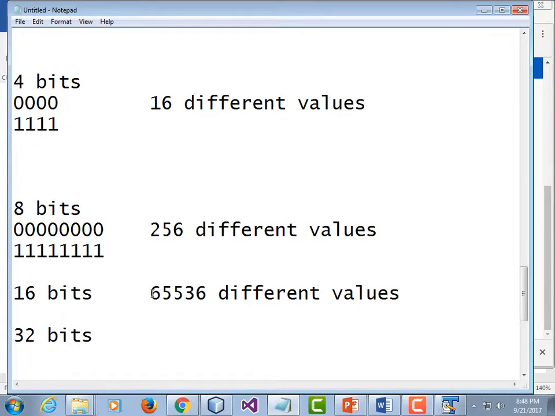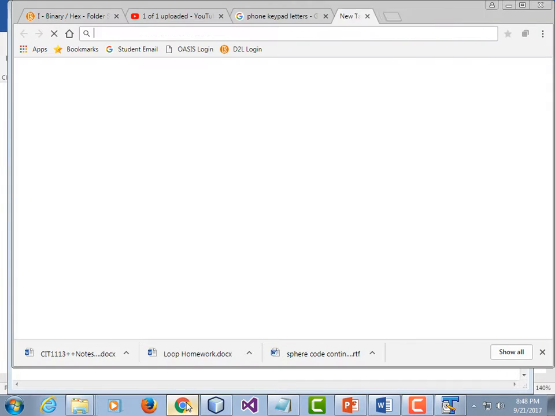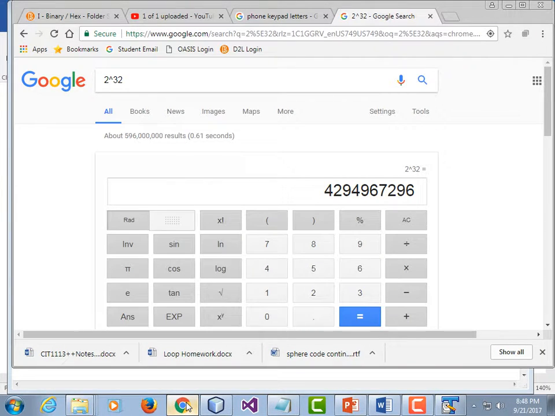All right, so I don't have these values memorized anymore, but we can calculate it pretty easily, right? 2 to the power of n. Google is my buddy. 2 to the power of 32. That's a lot of colors. That's why you could display just about photorealistic stuff using 32 bits.